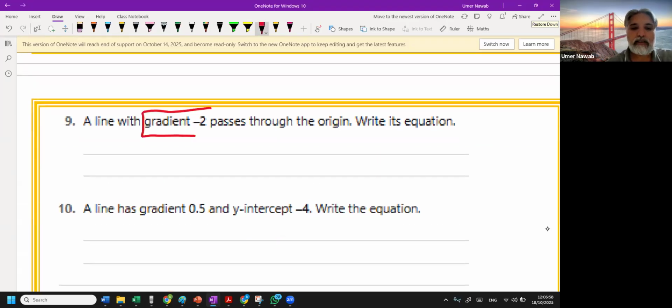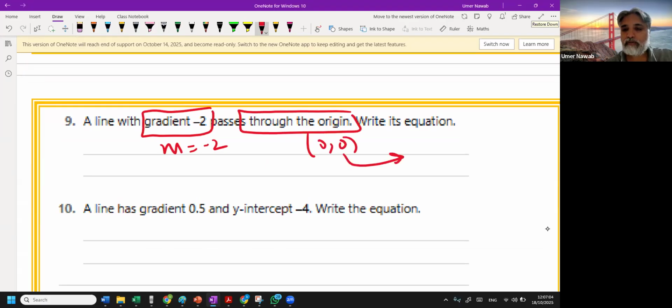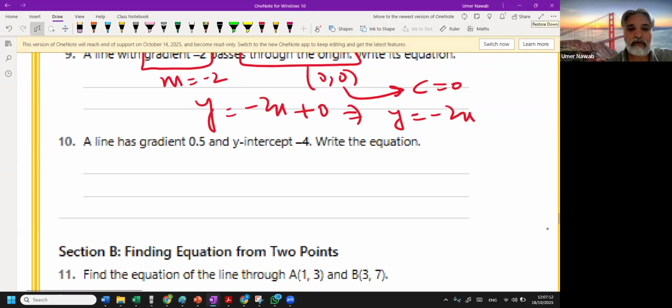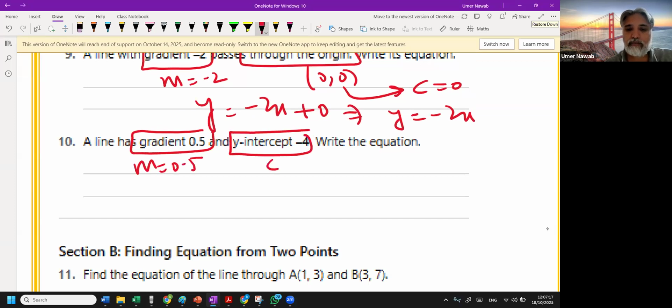Now the gradient is -2 and it is passing through the origin. Passing through the origin means c is equal to 0. So y is equal to -2x plus 0, or you can call it y is equal to -2x. Now the gradient is 0.5, the y-intercept is -4. So y is equal to 0.5x minus 4 is the equation of the line.